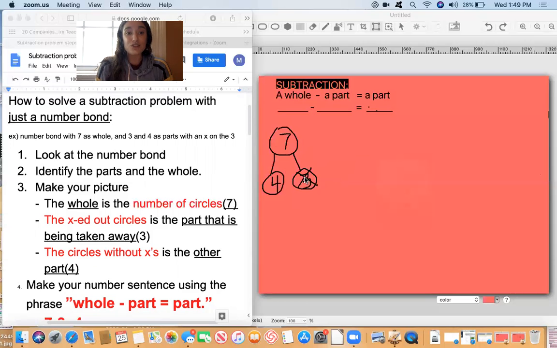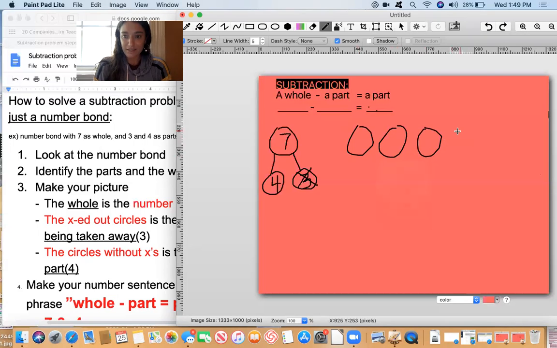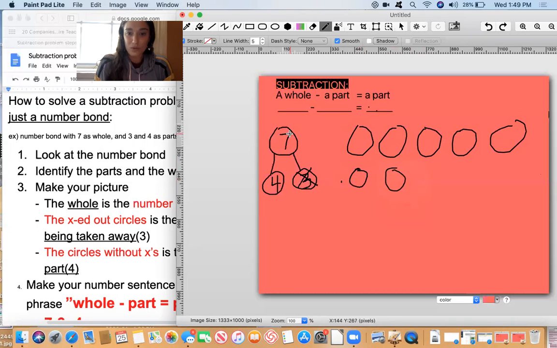The next thing we need to do is make our picture. We know that the whole is a number of circles. So as soon as we see the whole, we know that we need to make 7 circles. So watch me. 1, 2, 3, 4, 5, 6, 7. Awesome. We made our whole.